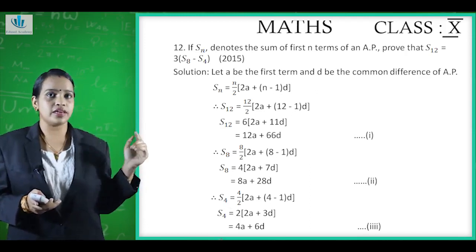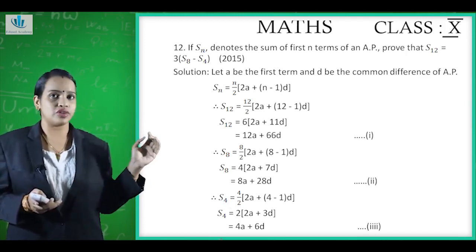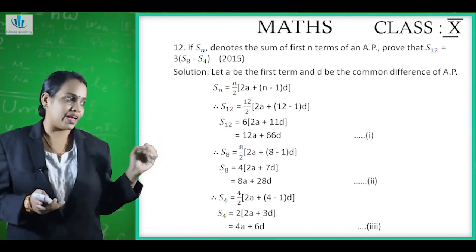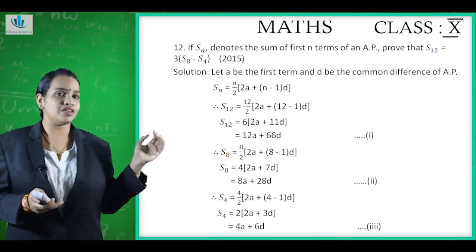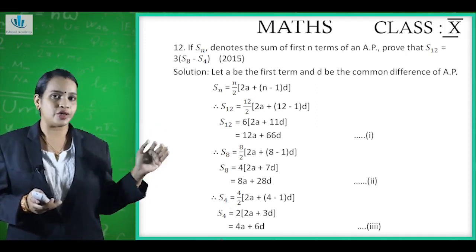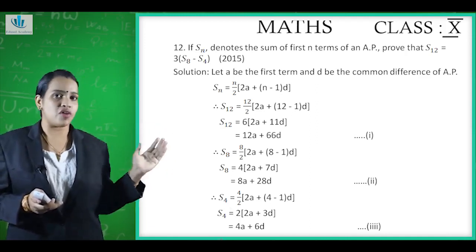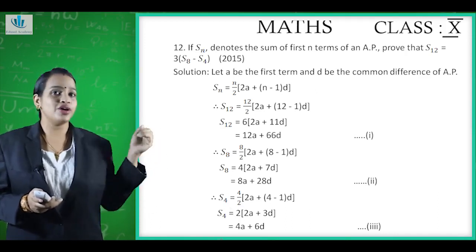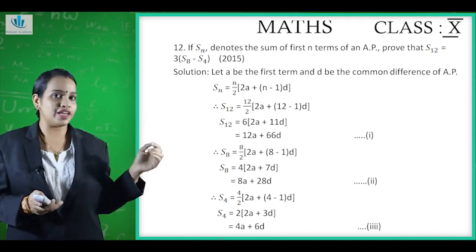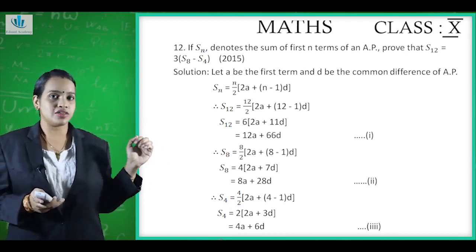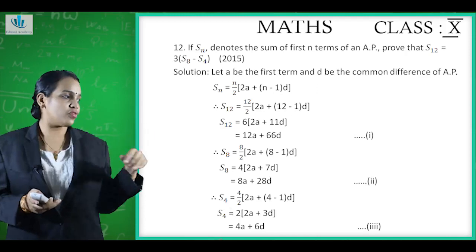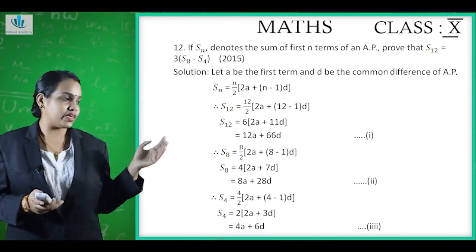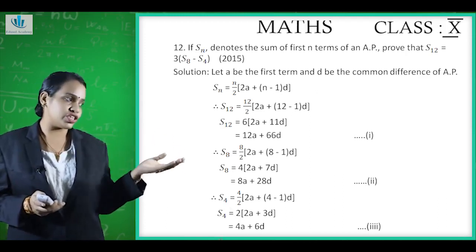Now what is said, we have to prove S12 is equal to 3 into S8 minus S4. So what we will do, now we will put the value of n as 8. So it becomes S8 is equal to 8 upon 2 into 2a plus 8 minus 1 into d. Now S8 is equal to 8 upon 2, it gives 4, 2a plus 8 minus 1, it gives 7d, which is equal to, again we have to open the bracket, so we will multiply 4 with the bracket, so it becomes 8a plus 28d. Now we will give it as equation 2.